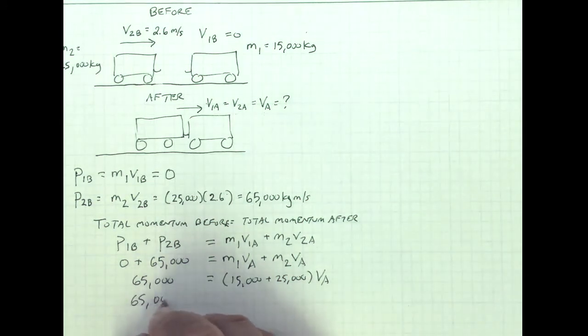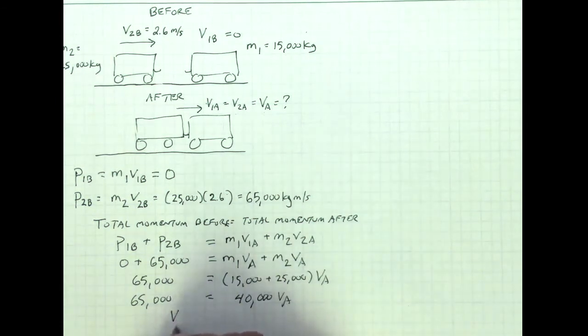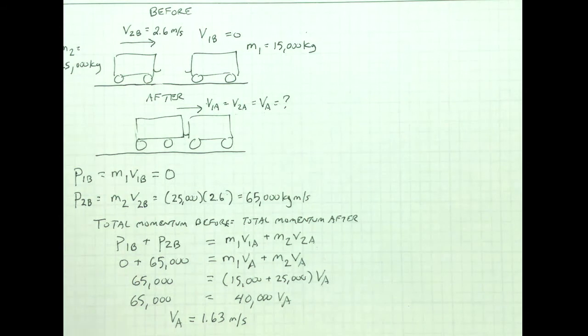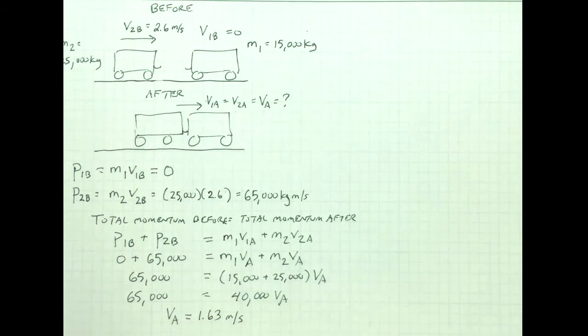Well, we add 15,000 and 25,000 together, we get 40,000, and that gives us a velocity after the collision of 1.63 meters per second. The problem has two significant figures, so we would report this as 1.6 meters per second. But we're going to keep the extra significant figure for the purposes of future calculations.